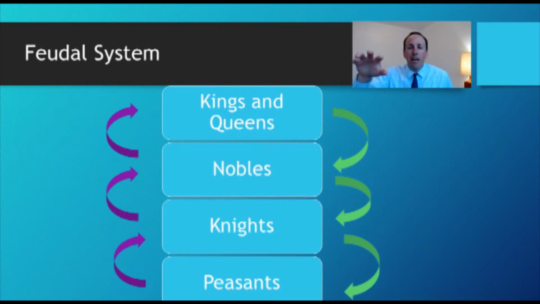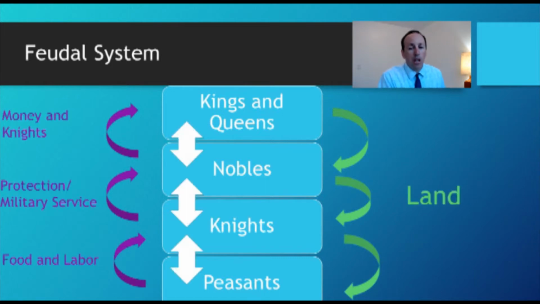So basically the kings give land to the nobles, who give land to the knights, and what do you expect in return for that land? How can you sum that up? Work. Okay, we'll call it work. If you're a knight, you're going to provide protection. If you're a peasant or a serf, you're going to provide labor. That is the feudal system. Okay, good job.